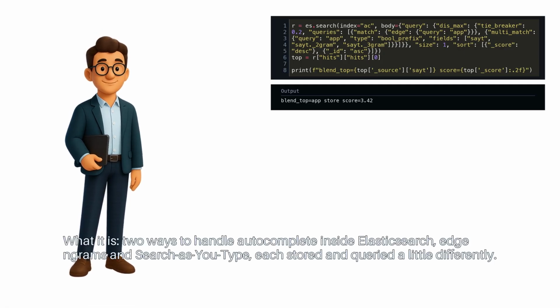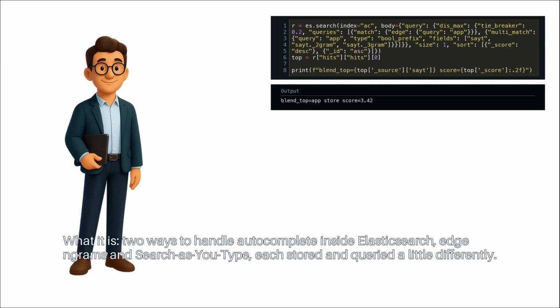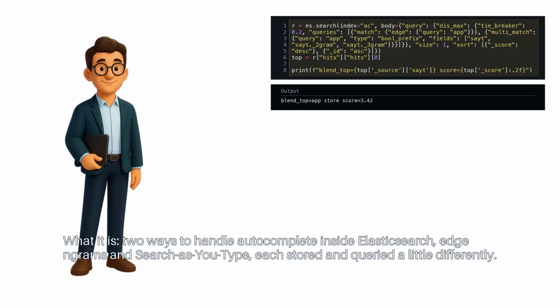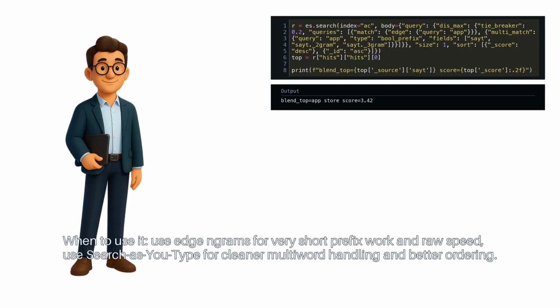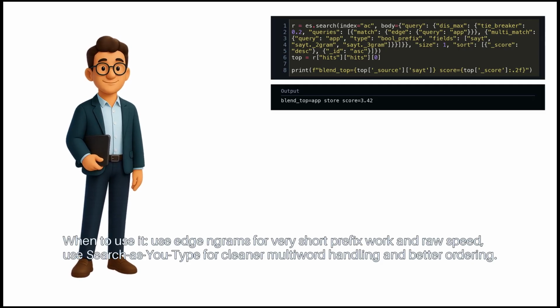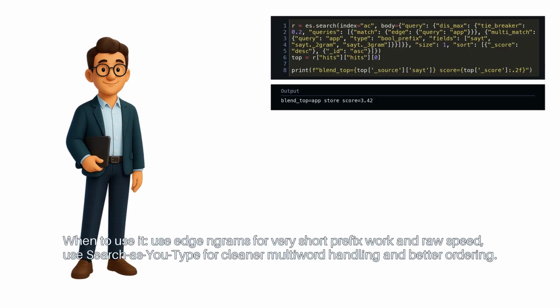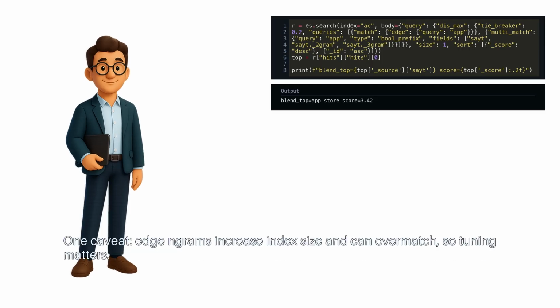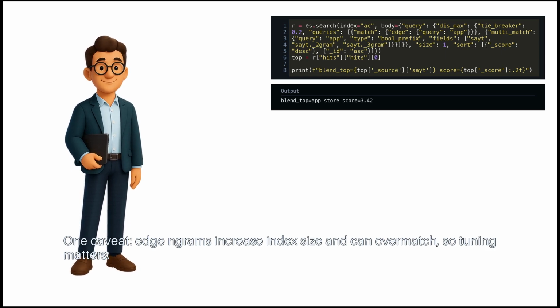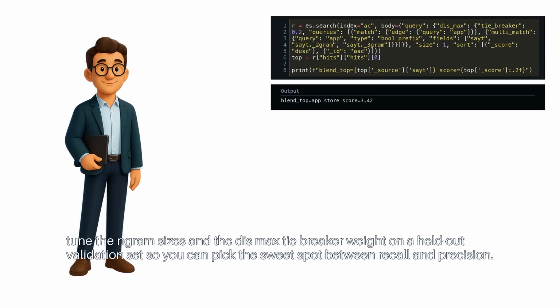Recap: there are two ways to handle autocomplete inside Elasticsearch, Edge Ngrams and Search As You Type, each stored and queried a little differently. When to use it: use Edge Ngrams for very short prefix work and raw speed. Use Search As You Type for cleaner multi-word handling and better ordering. One caveat: Edge Ngrams increase index size and can overmatch, so tuning matters. Next step: tune the Ngram sizes and the dismax tiebreaker weight on a held-out validation set, so you can pick the sweet spot between recall and precision.